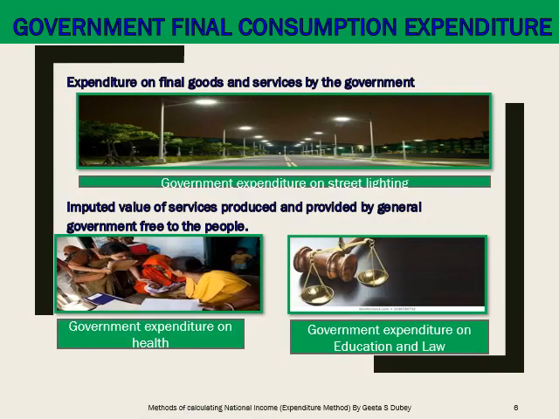The second category of expenditure is government final consumption expenditure. It is incurred by the general government to satisfy the collective wants of people. It equals the imputed value of services produced and provided by the general government free to the people. Examples as shown on screen: government provides street lighting, which is provided by the general government to satisfy the collective wants of people. Its imputed value is included. Government spends on health, education, law and order. Again, its value is included under government final consumption expenditure.